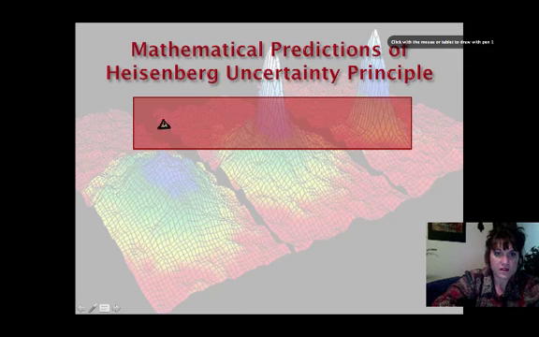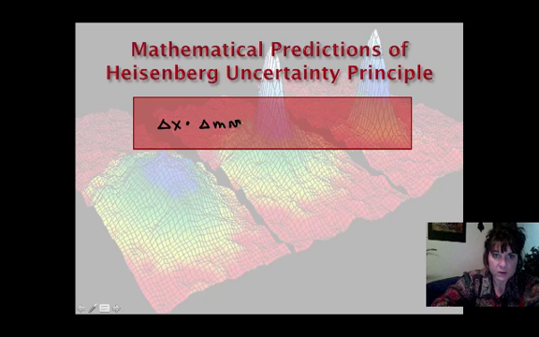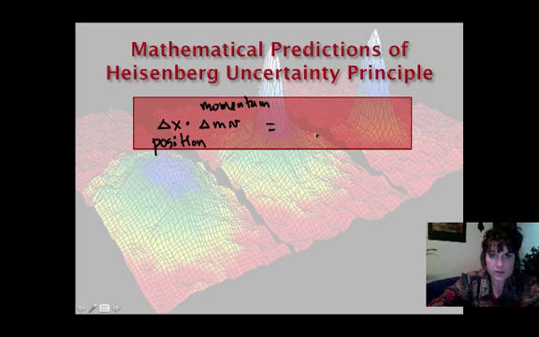Heisenberg's equation says that the uncertainty in x, or its position, multiplied by the uncertainty in its momentum, is going to be some minimum value that's always the same. And it's always going to be equal to Planck's constant over 4 pi.